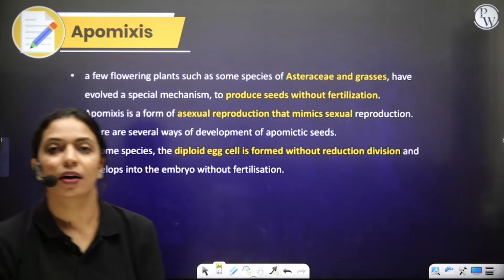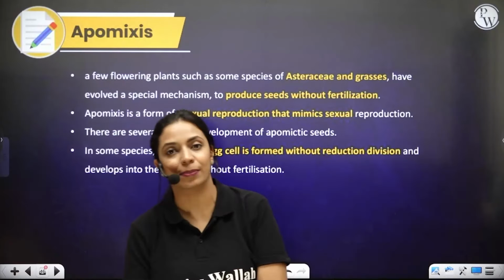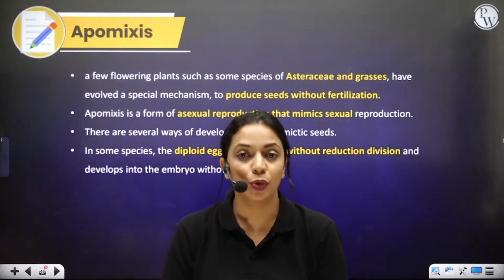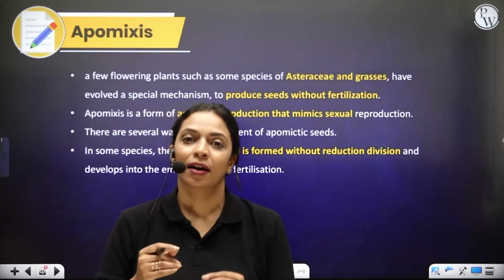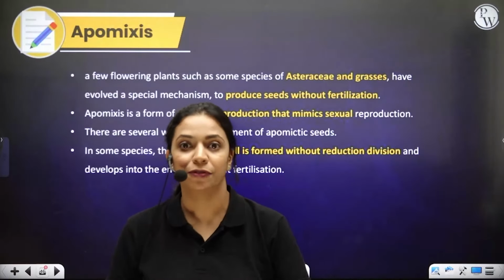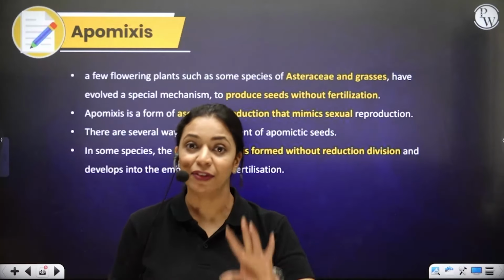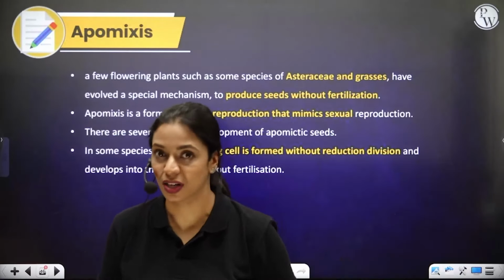There are 2 concepts about which you have to learn in this chapter. One is apomixis and the other one is polyembryony. What is apomixis? You know how in sexual reproduction, after fertilization, ovule will become the seed. But apomixis is a type of asexual reproduction which will mimic sexual reproduction, and even though it is asexual reproduction, seed production can be seen.